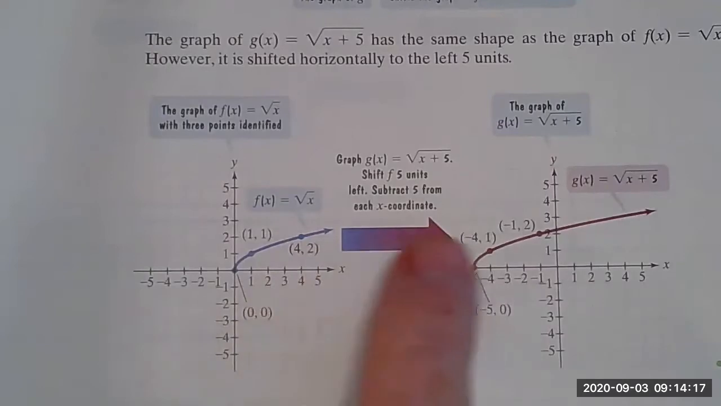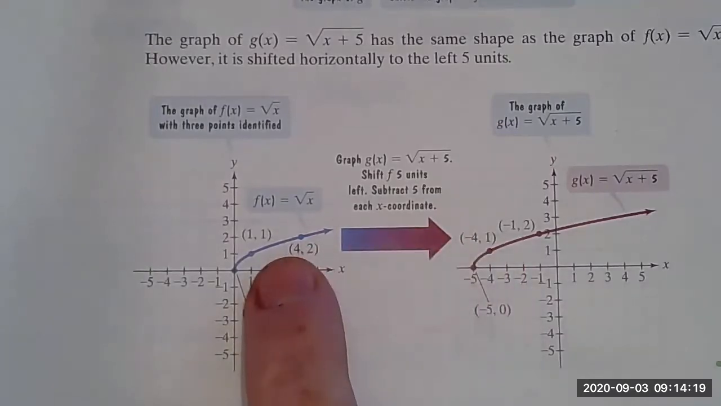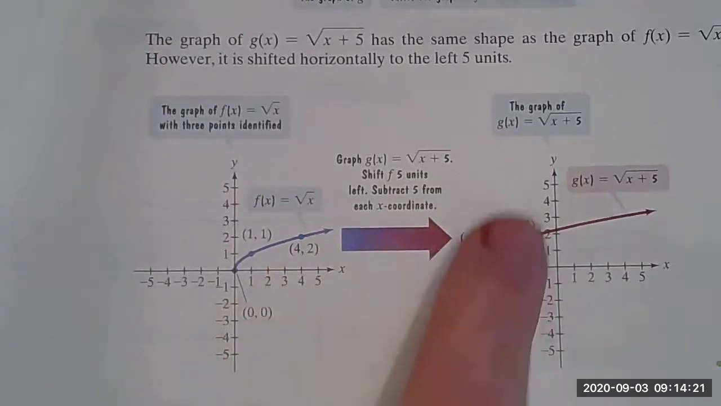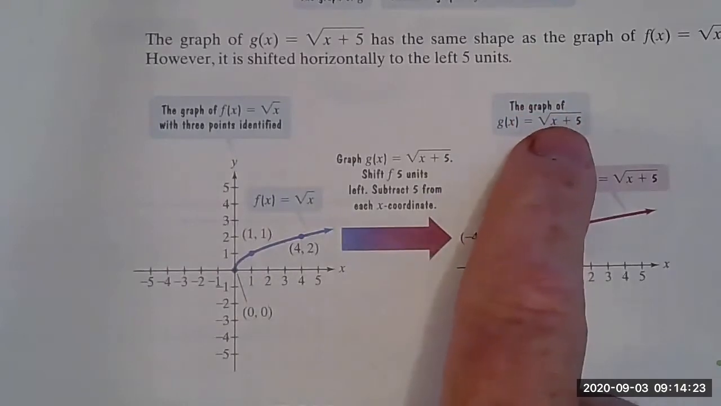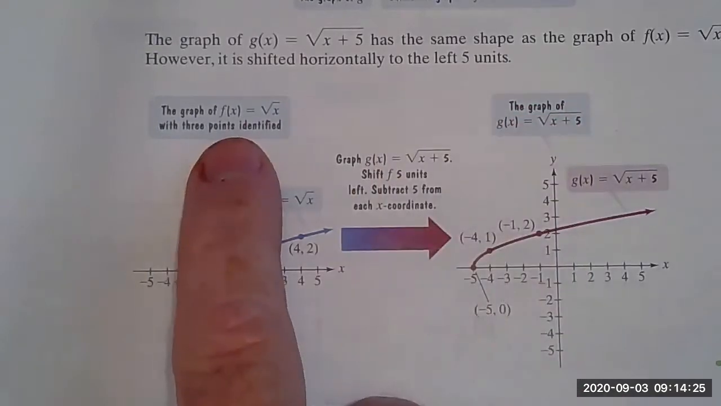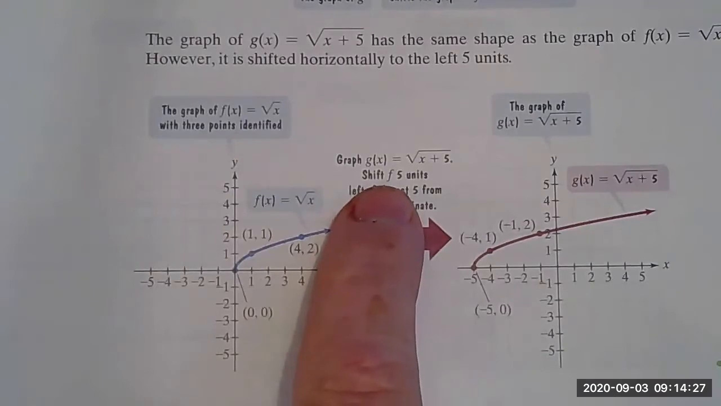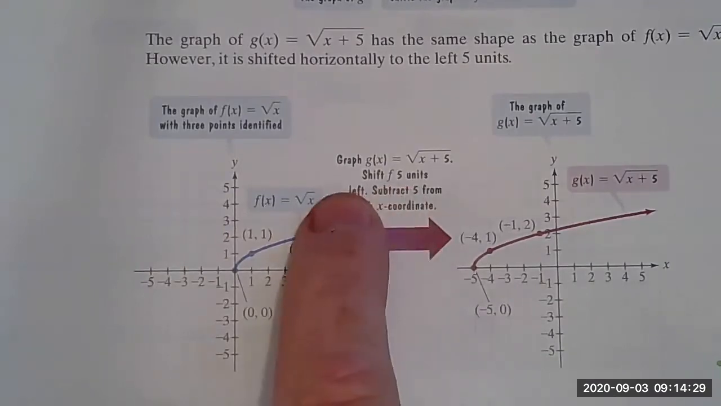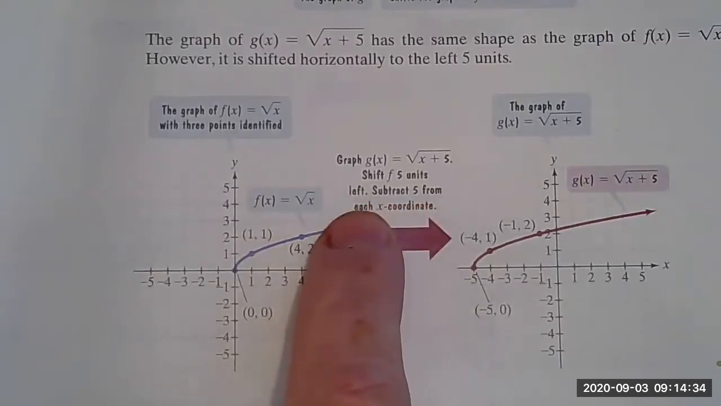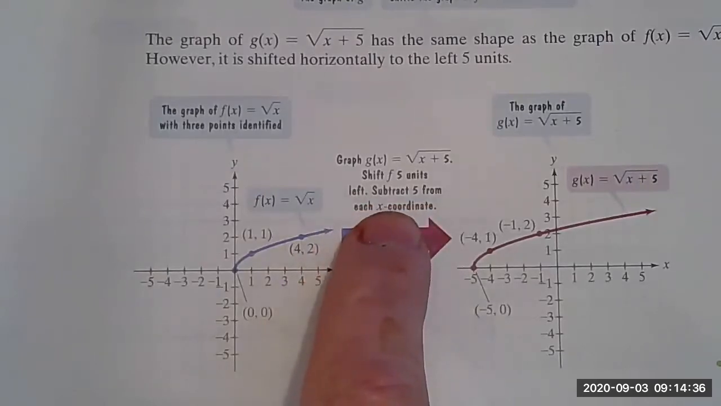It's the connection, language-wise. How do you go from here to there? What does this look like in comparison to the original base function? And you can see some words right here. Shift 5 units left. Subtract 5 from each coordinate. And I'll show you how that works with a crazy picture that I have shown you guys so far this semester. I've shown you the same picture. And you'll know what I'm talking about when I get there.